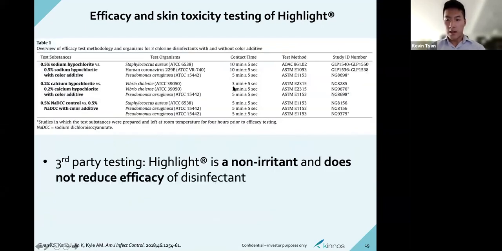And so briefly, I want to go over the third-party lab testing that we confirmed to show that adding a chemistry like Highlight to multiple types of bleach doesn't affect contact time or log kill against multiple pathogens, including Staph aureus, Pseudomonas, even human coronavirus. This is a study published in AJIC in 2018.